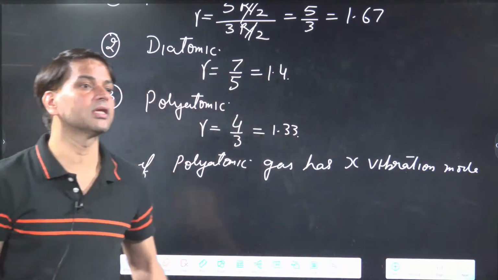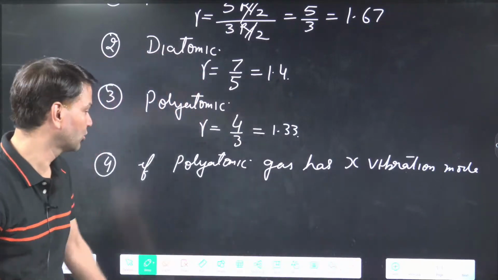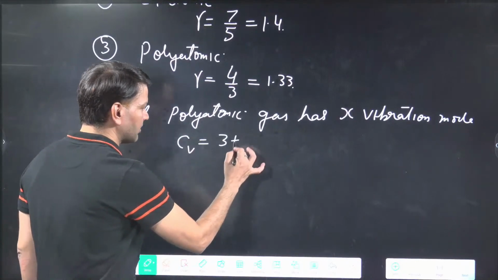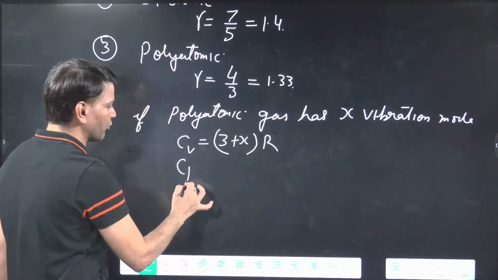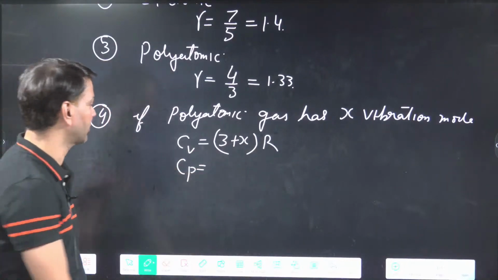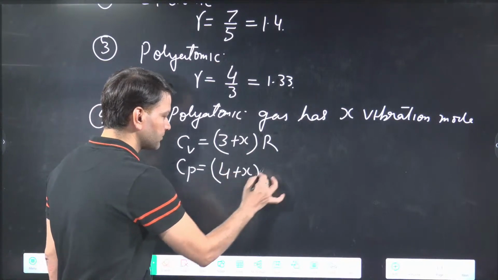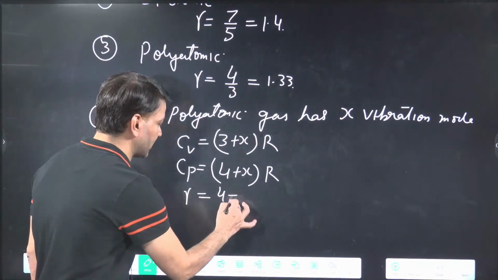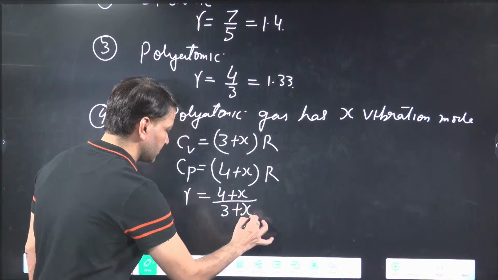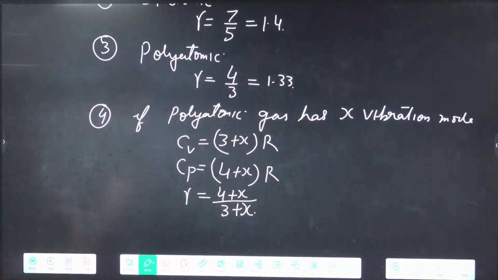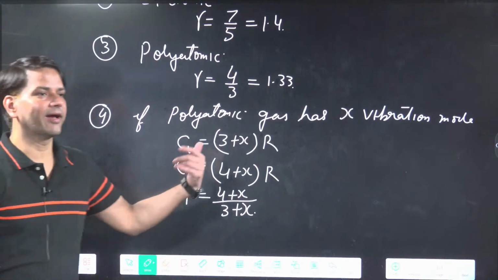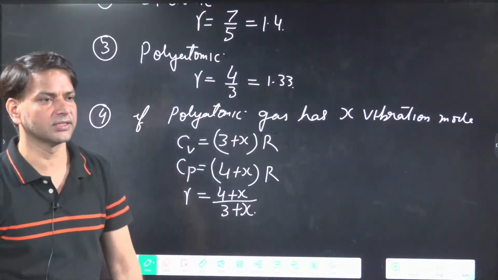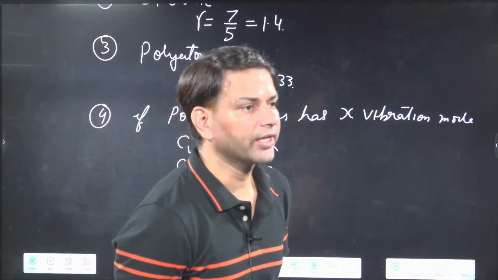Then CV I said is 3 plus x into R. Remember, 3 plus x into R. Then what is the CP you will get? You will add R to that, so you get 4 plus x into R. Then what is the gamma? Gamma will be CP by CV, so that is 4 plus x upon 3 plus x. Suppose I have given x as 3, so 4 plus 3 is 7, upon 3 plus 3, 6. So 7 by 6 is the gamma you will get.